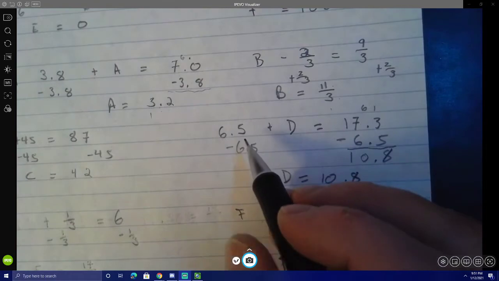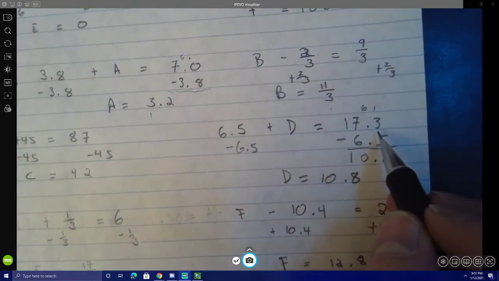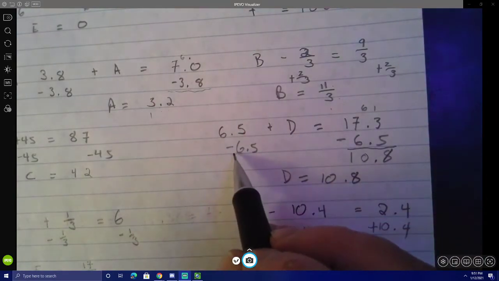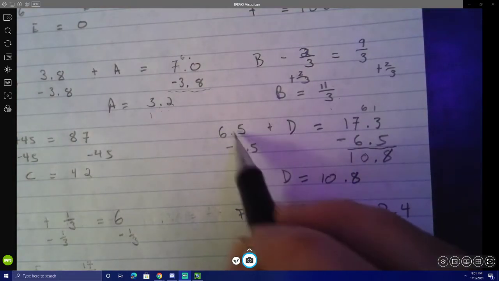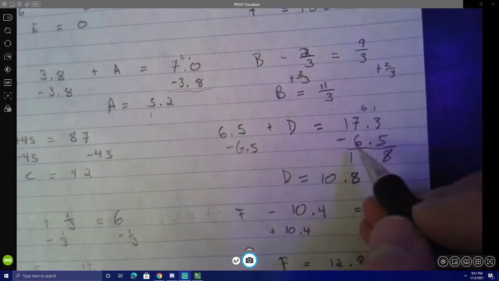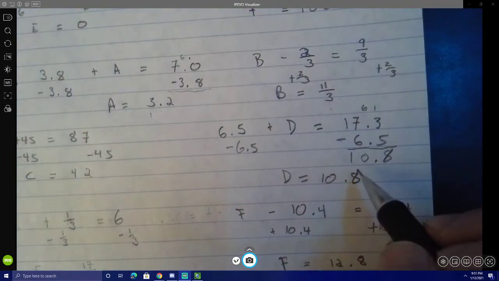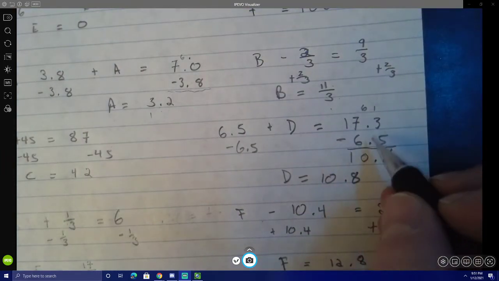The first problem there is 6.5 plus d is equal to 17.3. So to isolate my variable d, I would subtract 6.5 from both the left and the right side. When I do it from the left, that makes a 0, and I'm left with just d. And on the right, I have 17.3 minus 6.5. I lined it up here so I could work through my subtraction a little easier.